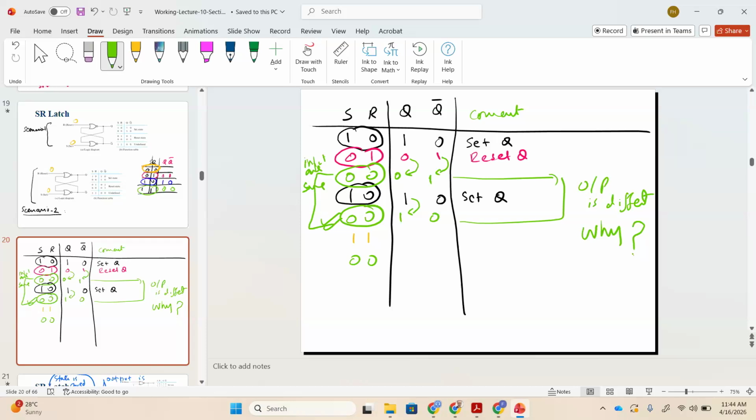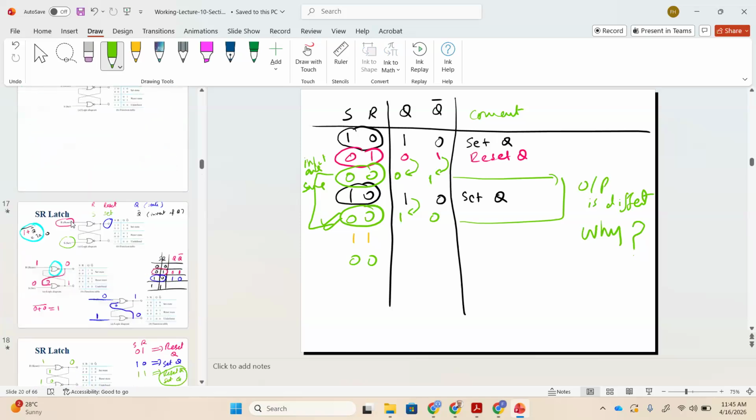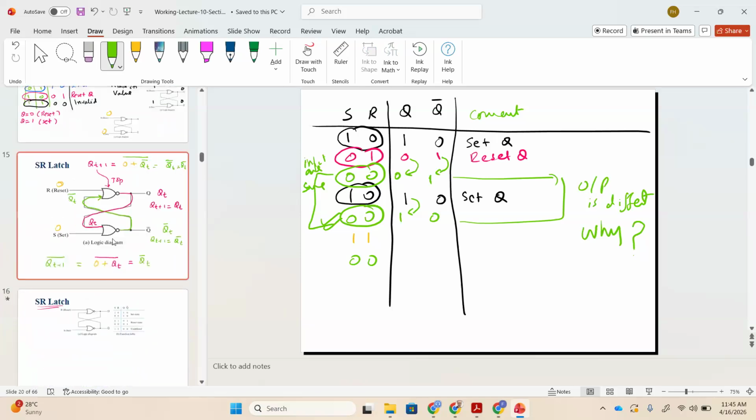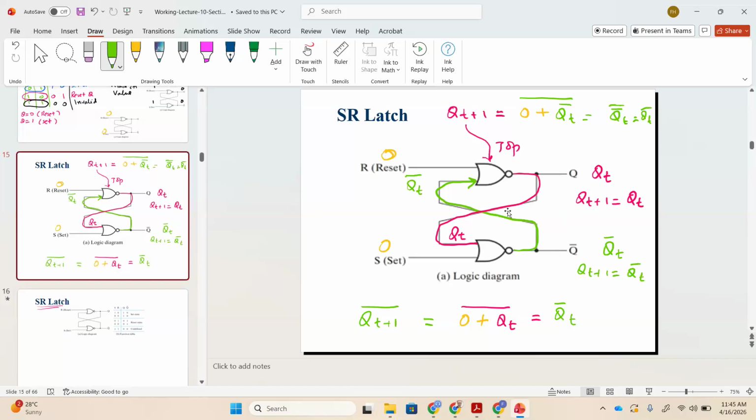It's because in the first case it's reset Q, and in the second it's set Q. No, no. The reason is this. I'll answer you: the reason is that there was a feedback path from Q and Q bar. Remember the special case that we did here, this one. Because of this feedback path, it is retaining its previous value. That's the logical argument for this.